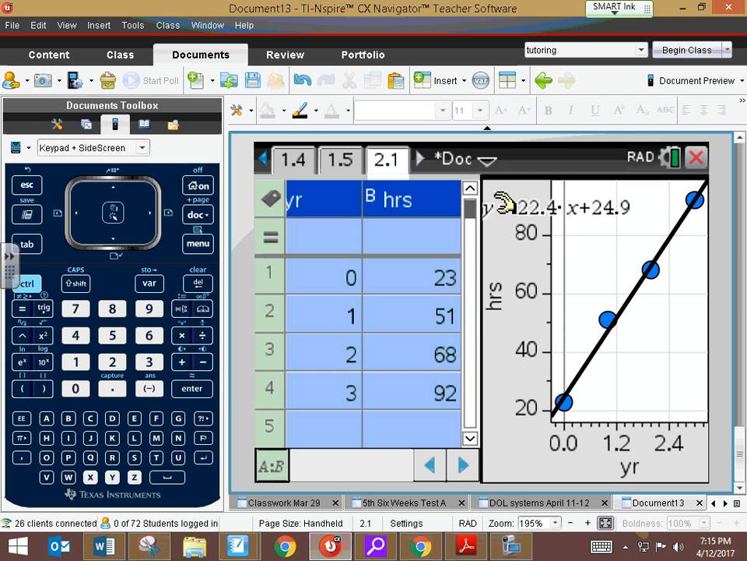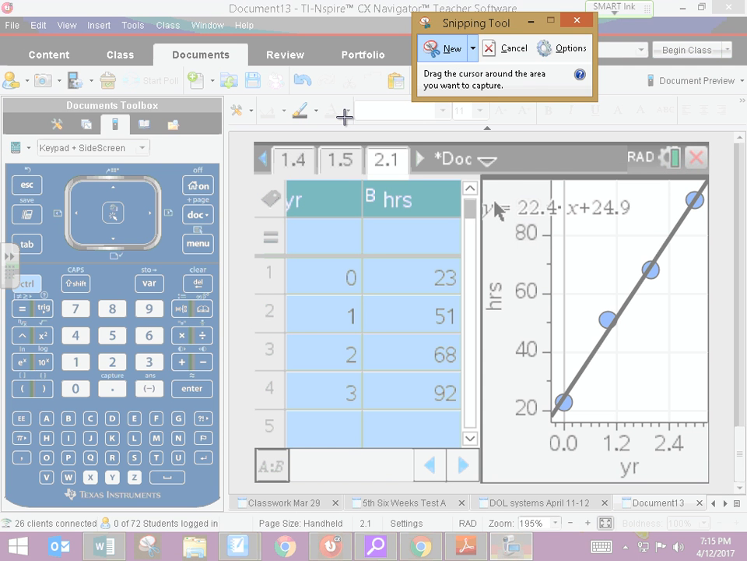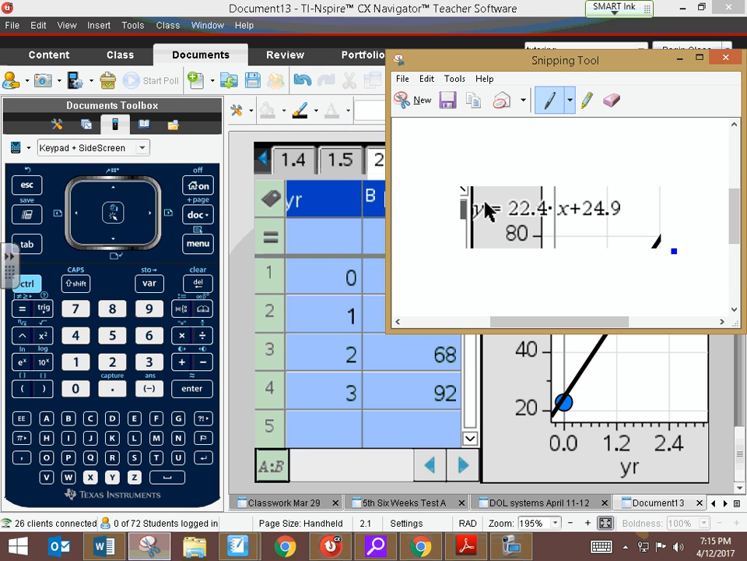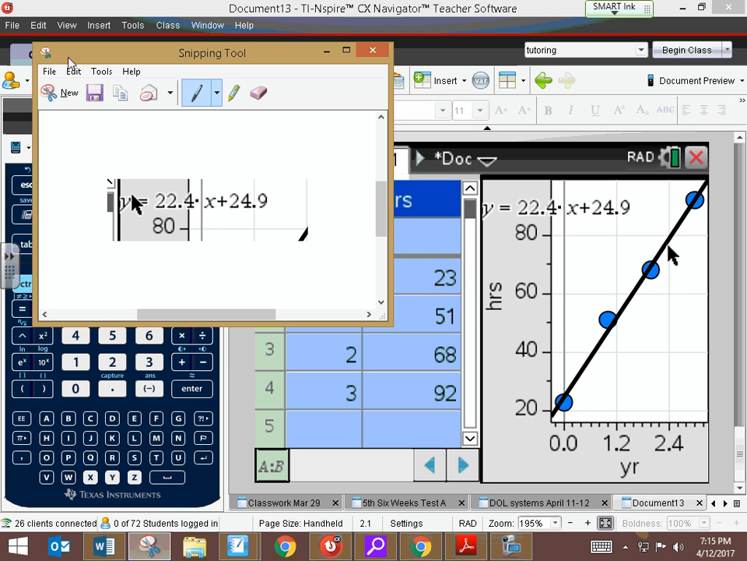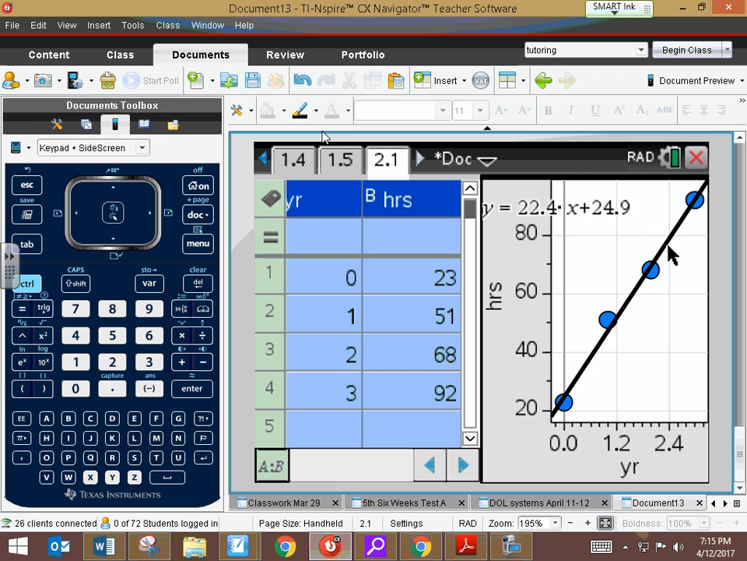I'm going to make a note of that, so I'll grab my tool here and copy this. Move this over here, that's on my paper. So how can I use this? Let's go into the calculator side.